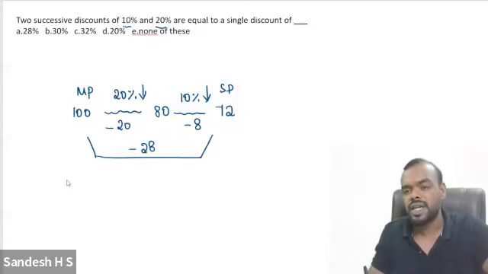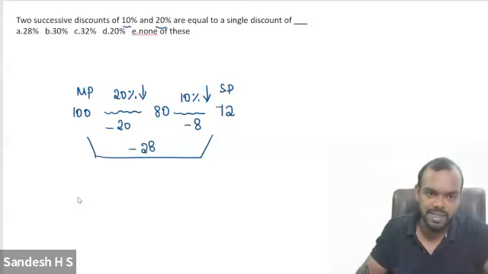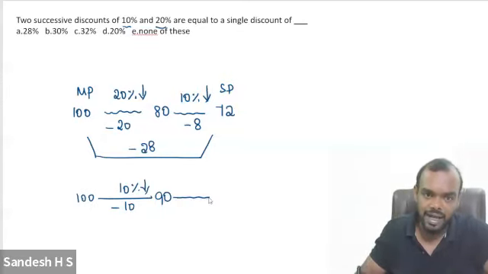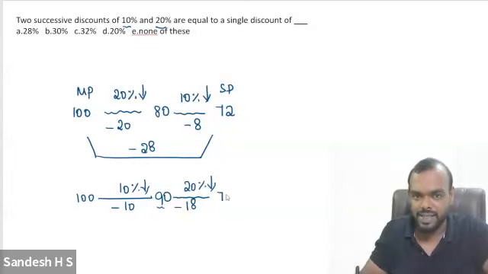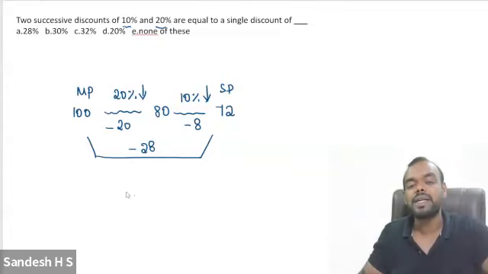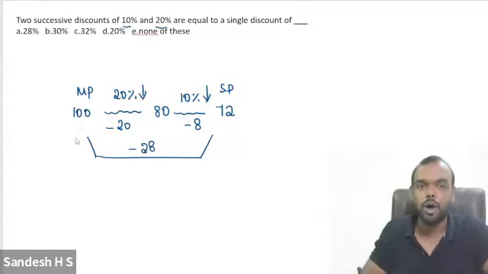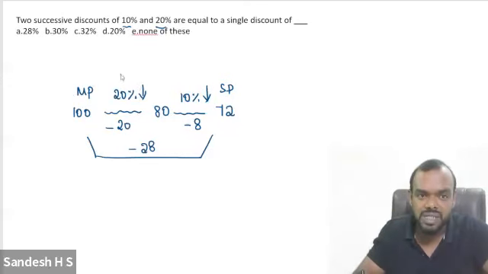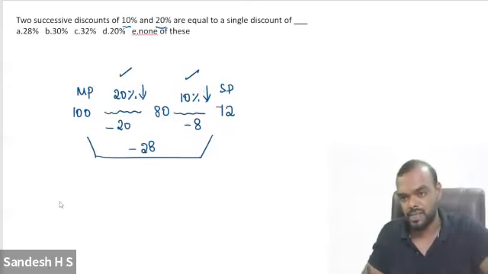Even if you do first 10% and 20%, you will get the same answer. That also I will show you. I will start with the 10%. 10% of 100 is 10. I will get 90. Again on this, I will decrease 20%. 10% of 90 is 9. 20% will be double that value, 18. I will get the same value. So the order in which you apply the percentages doesn't matter, you get the same answer. Always apply the complicated ones first and the easier ones at the last.